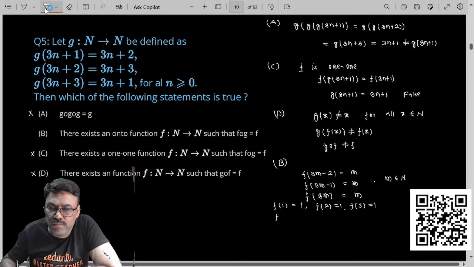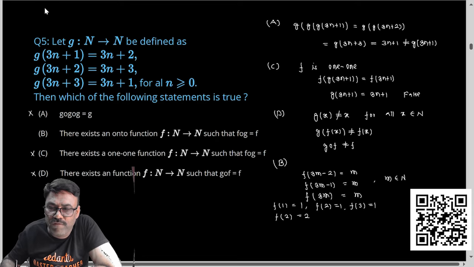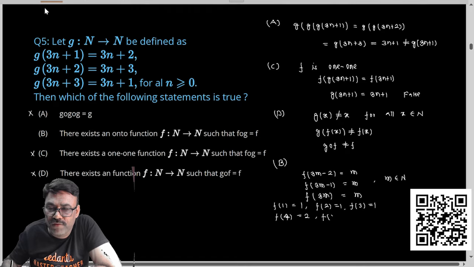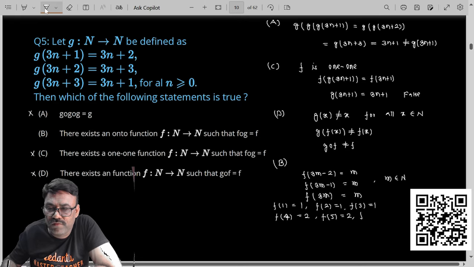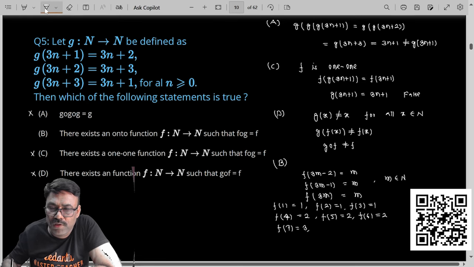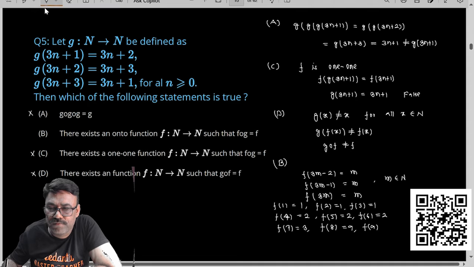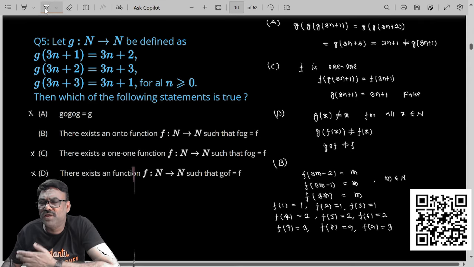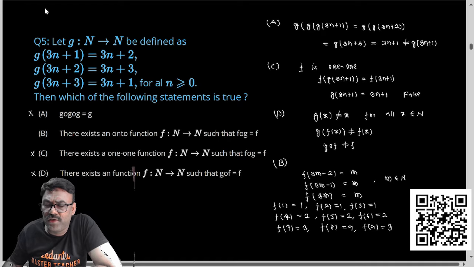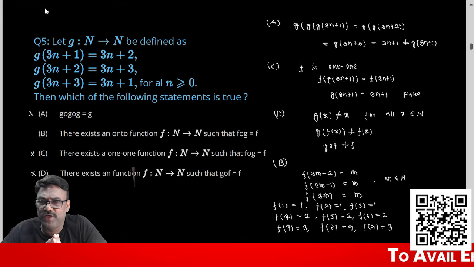Now put m is equal to 2, so f4 is 2, f5 is 2, f6 is 2. Then you can say that f7 is 3, f8 is 3, f9 is 3, and keep writing like this. So you can see that it is an onto function. m can take any natural value, so the range of f will contain all the natural numbers. So it is an onto function for sure.